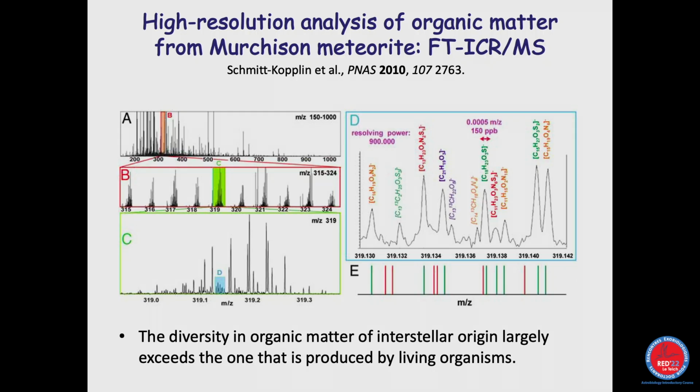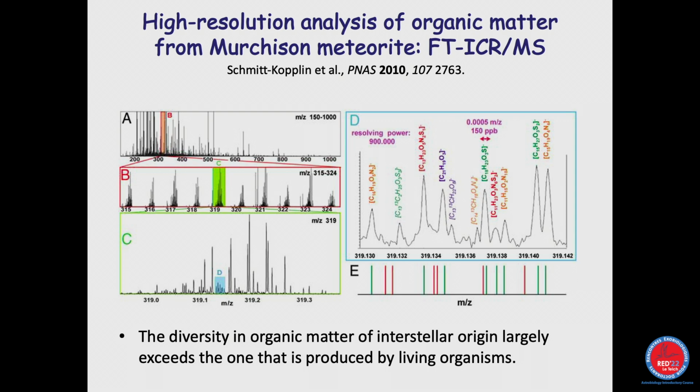But as I said, there are probably many more molecules in the interstellar matter, and this can be understood by looking at more precise, more accurate analyses that can be performed on organic matter found in meteorites. This is work that has been carried out in Munich by Philippe Schmitt-Kopplin, which is the high resolution mass spectrum analysis of organic matter of a meteorite.